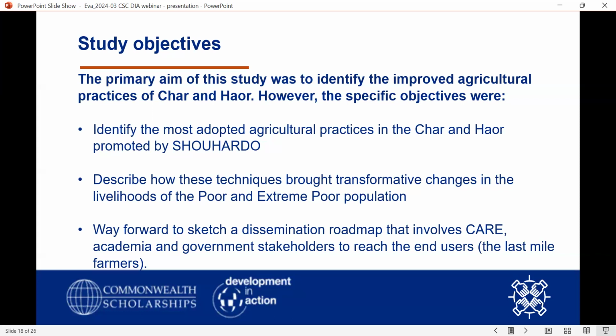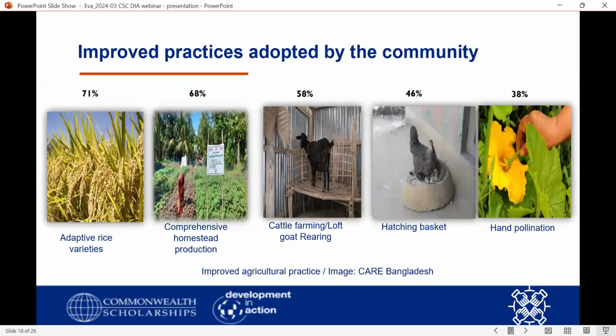And the third objective was the way forward: to sketch a dissemination roadmap that involves CARE, academia, and government stakeholders to reach the end users, that is, the last mile farmers. From our study findings, we have seen that these five were the most adopted improved agricultural practices. 71% of our participants are using adaptive rice varieties.